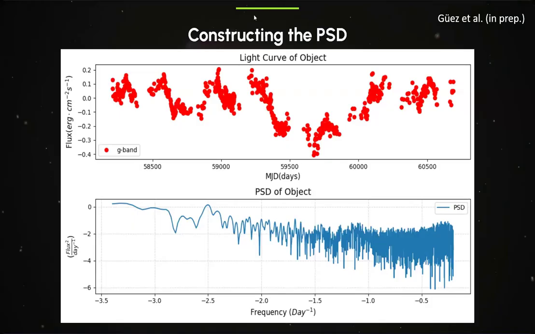So here's just an example. On the top graph, you can see the light curve in the G band for an object of our sample, with a baseline of a little bit more than 2,000 days. And right below it is the power spectral density of this object. You can see that for this long light curve, we have a frequency of about 3.3 to 3.5 here. So that's why it's so good to have a large baseline, okay?